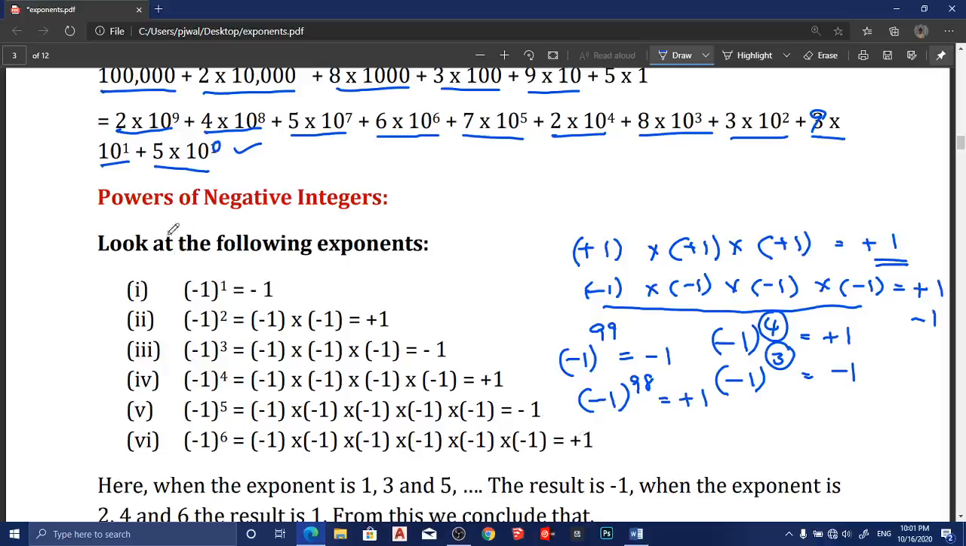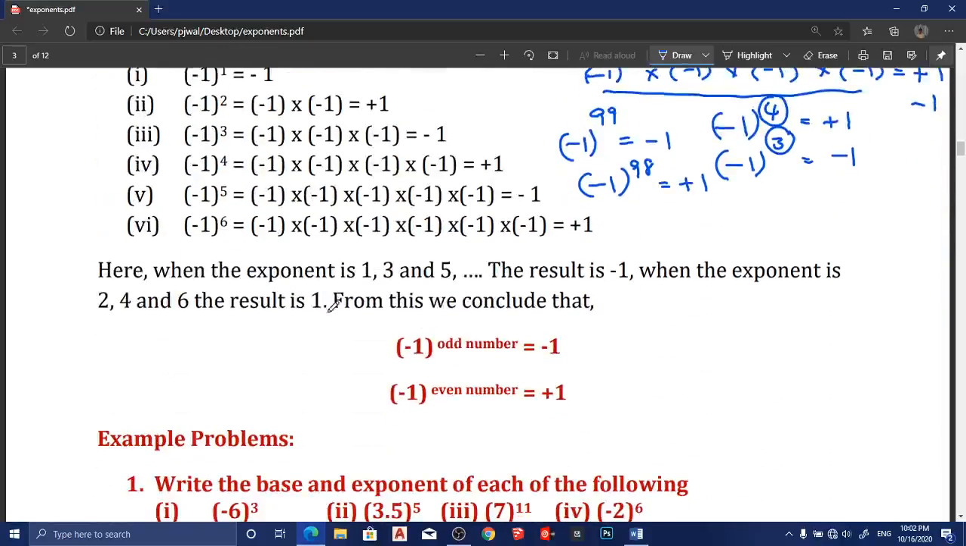So this is the powers of negative integers. How to write the product of negative integers? Just by seeing the power. If the power is an odd number, you will get minus 1. If the power is an even number, you will get plus 1. That's what I wrote here. Minus 1 to the power of an odd number is always negative 1. Minus 1 to the power of an even number is always positive 1.